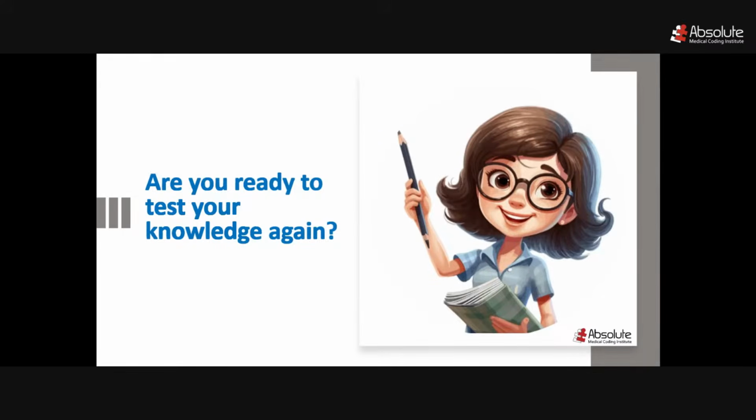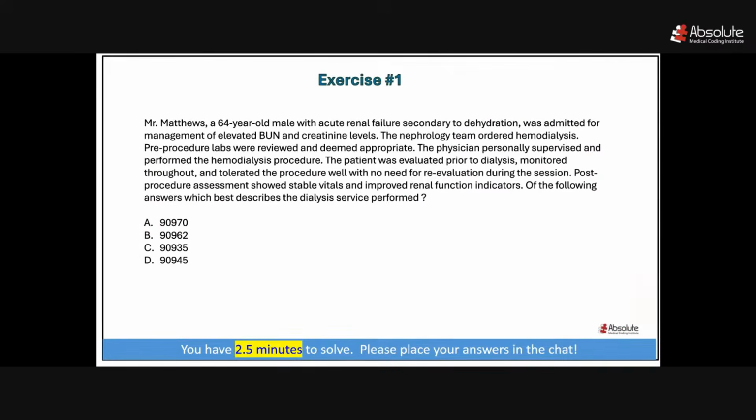I know you all are. Let's do it. And here we go. You have your first exercise. I'll read out the options first. Option A 90970, option B 90962, option C 90935, option D 90945.